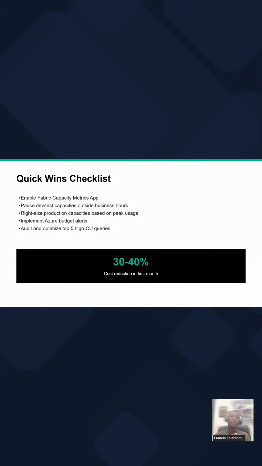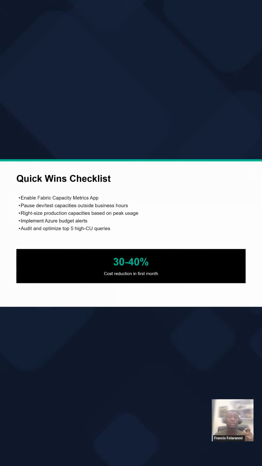If you have a very large organization where your capacities are separated based on the environment, then you want to pause the dev and test. But if you don't, maybe you want to turn off some things in the workspaces that have been dedicated to the lower environments. Then you need to right-size your production capacity as well, based on the peak usage that we are going to see later on in this presentation from our Fabric capacity metrics app.